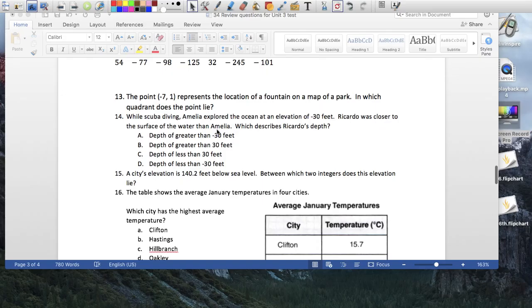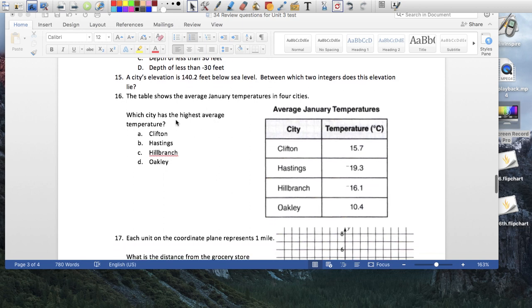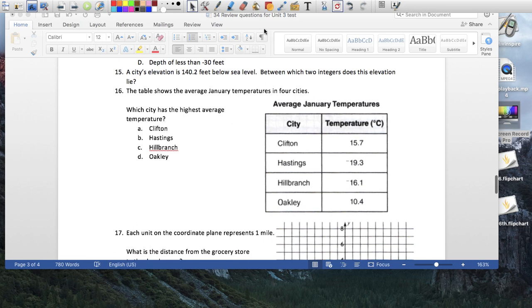Maybe this is not as easy as I thought. The table below shows the average temperature in 4 cities. Which city has the highest average temperature? Highest average temperature. So highest, hottest. Okay, so the highest temperature is the highest number. In this case, the negatives are out. Now you're stuck between these two positive numbers. Which of these two positive numbers is greater? 15.7. So that makes Clifton, this town or the city, with the highest average temperature in January.